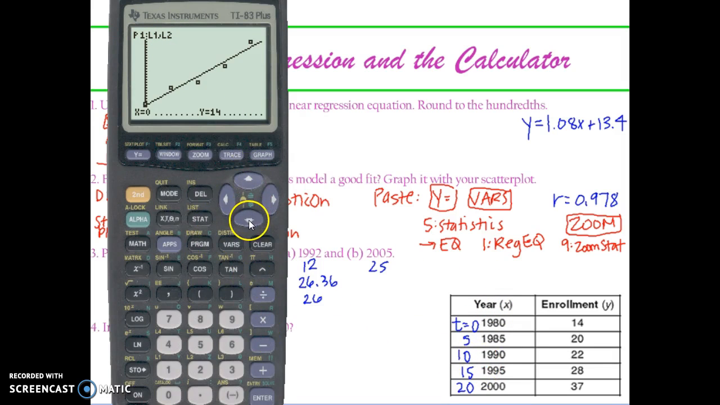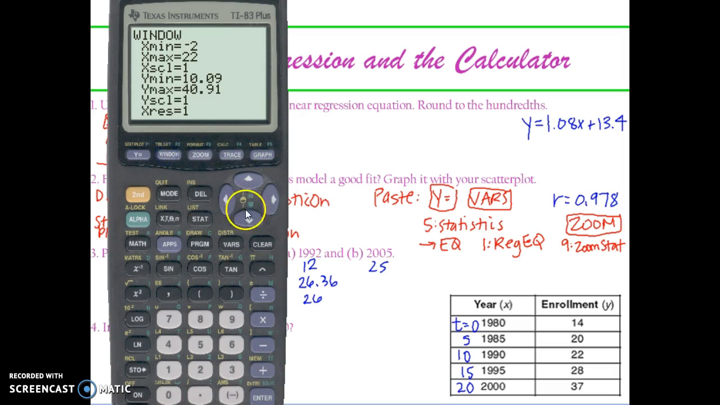So I'm going to scroll up or down, just so that it says Y1, and then I'm just going to type in, and we'll type in 25 this time. You're going to get an error. Okay, if you get an error, it's because that is not in your window right now. So I'm going to say quit, go back to my graph.